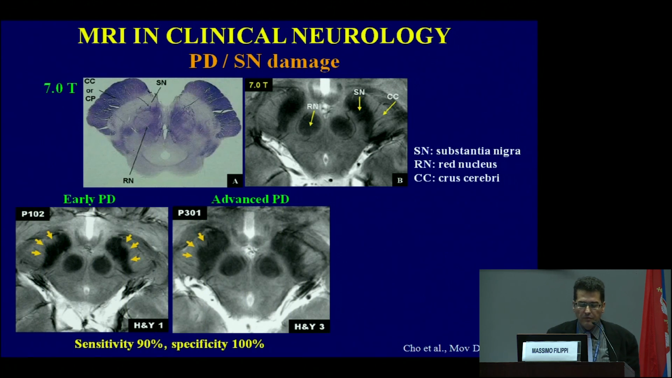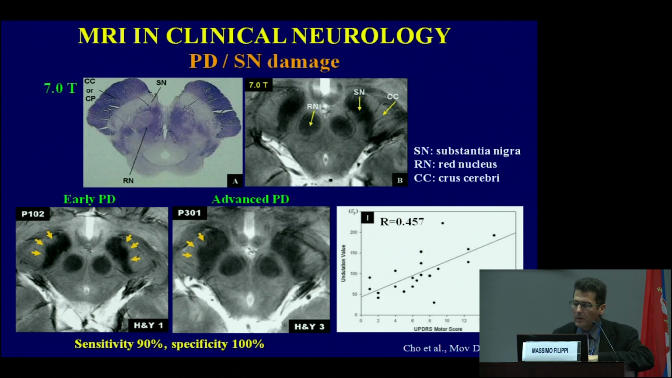And if you perform ultra-high field scanning in patients with Parkinson's disease, you can see that the lateral margin of the substantia nigra is undulated, which is never seen in healthy people. And you can see this both in early and in advanced Parkinson's disease. So this might be a fingerprint of the disease, which might be very useful for the diagnosis. And by the way, the amount of these undulations is related to the clinical manifestations of the disease. So even in Parkinson's disease, MR is changing the landscape.